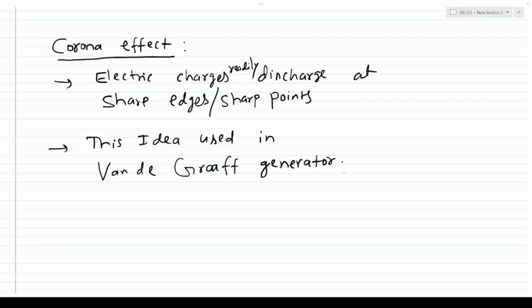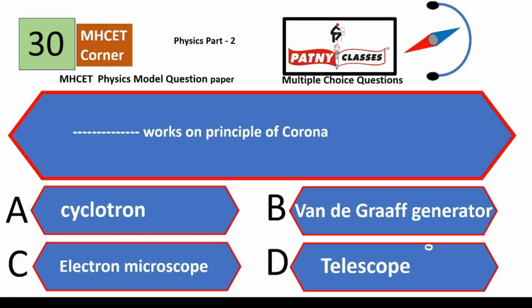Here is the solution. Corona effect is nothing but electric charges readily discharged at sharp edges and sharp points. So this is the principle used in Van de Graaff generator. Therefore, we select option B.